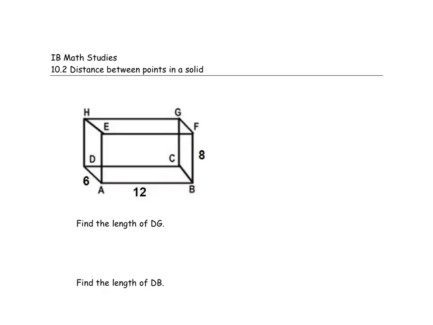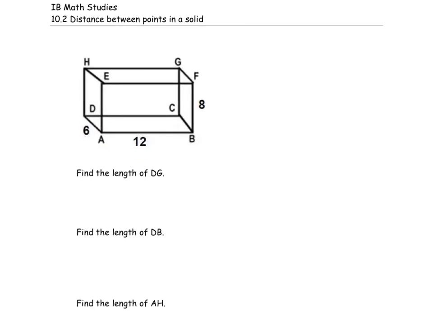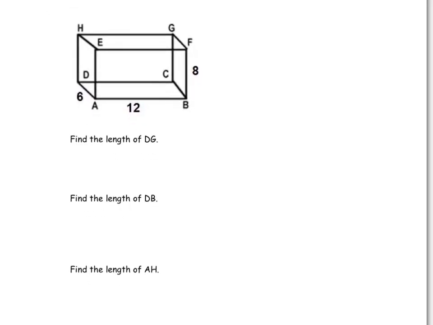The next thing you'll be asked to do is find the distance between points in a solid figure. The hardest part is actually figuring out where they're talking about. So my suggestion is always to break down what you have. Find the length of DG. Well, here's D, here's G. So we're talking about that back wall right there. So I'm just going to redraw that part of the figure.